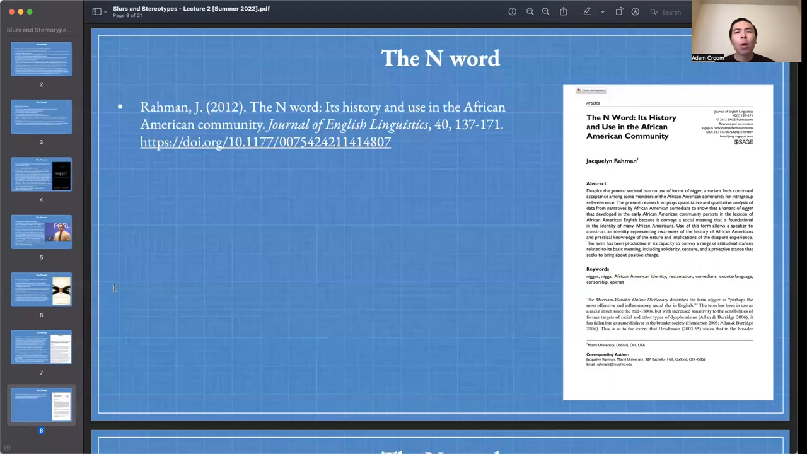All right, so the article that we read for today was by Rahman, 2012, titled "The N-Word, Its History and Use in the African American Community." This article was published in the Journal of English Linguistics. This is a nice article on the N-word. It'll give us an understanding of the different usages of the N-word, as well as how linguists in general study slurs. You could use this as a model for how you might carry out an independent study project.